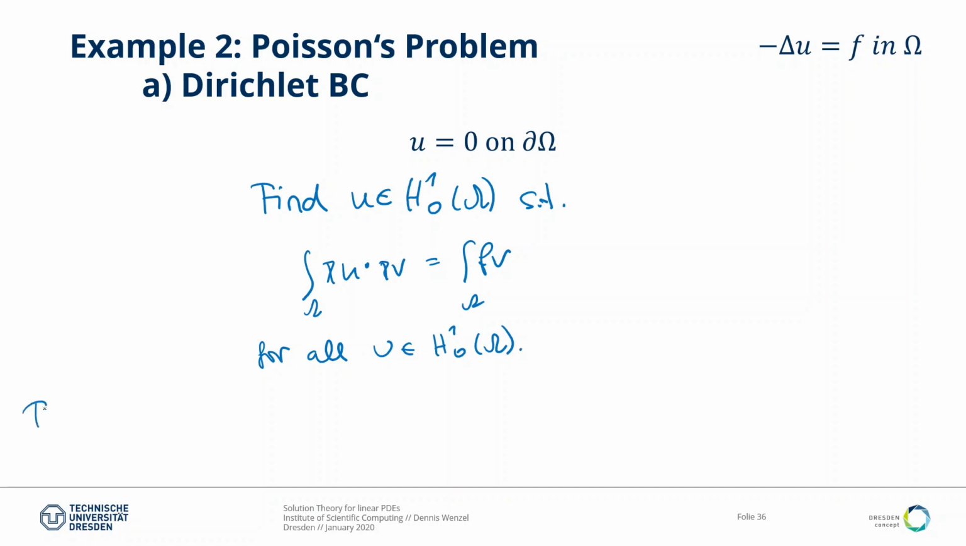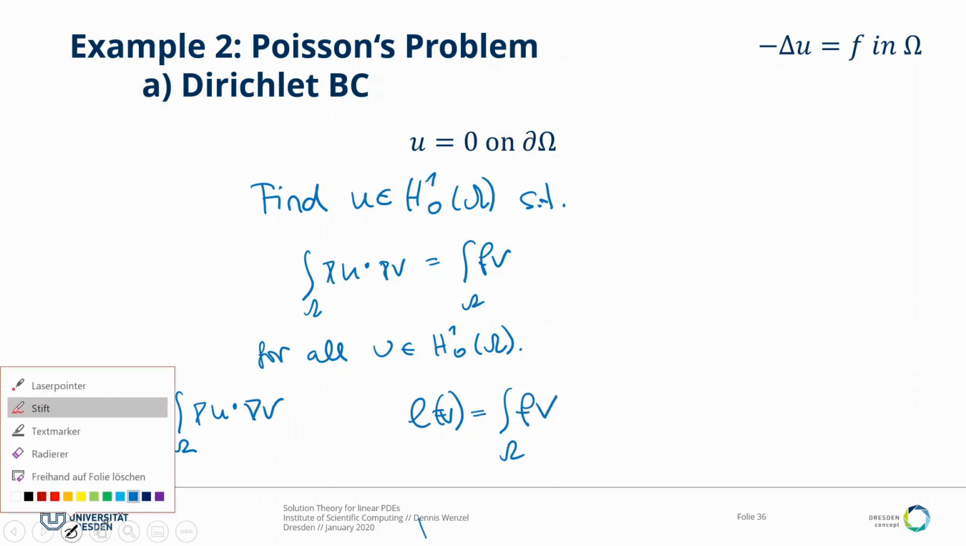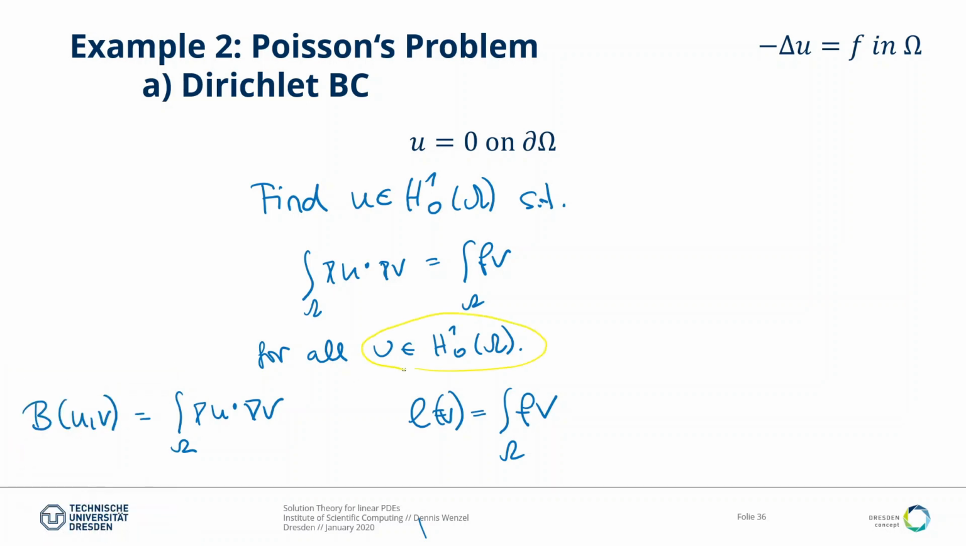Now here your bilinear form b of u and v is again the whole left hand side, but we are now missing this part with a lambda. So that's just an integral over omega of gradient u times gradient v, and then the right hand side linear form is L of v equals integral over omega of f and v. And the space is again our space H1_0.